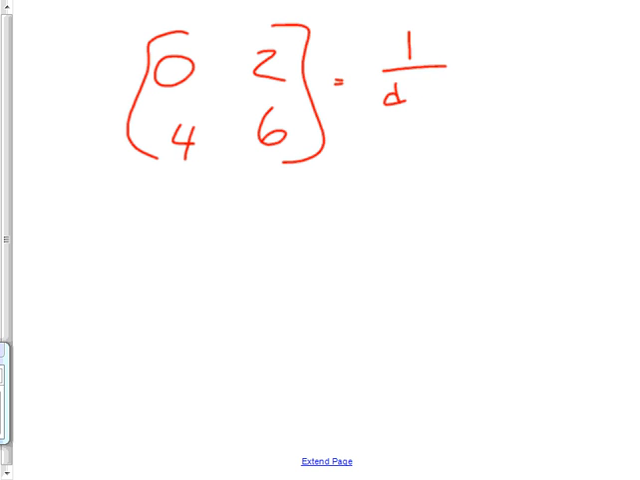1 over the determinant. And then you got to know what to do with the little elements there. Swapping things around, opposites. All right, I'll pause for a second. We'll give that a try.